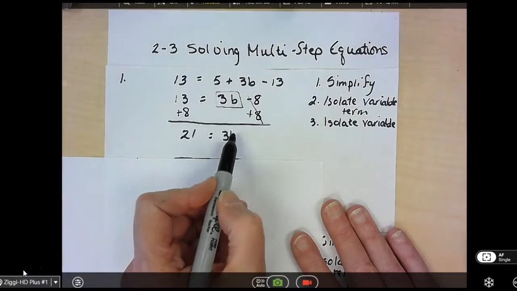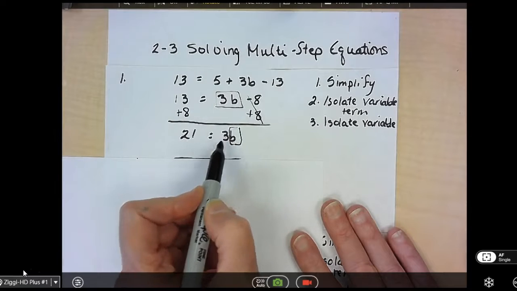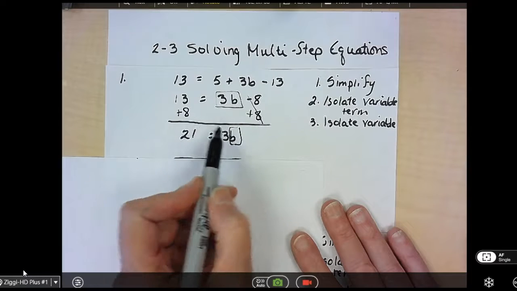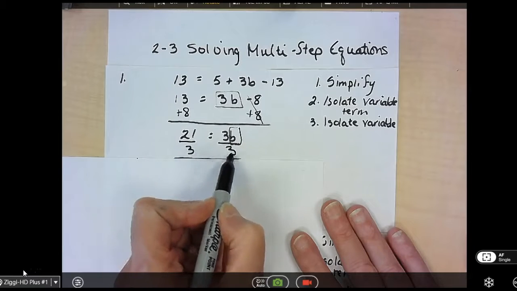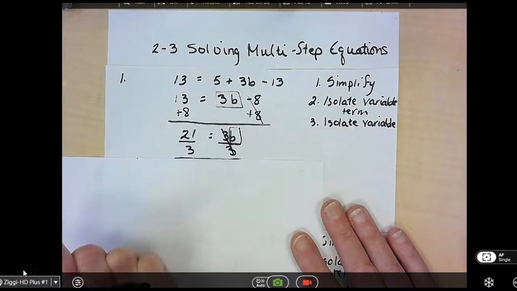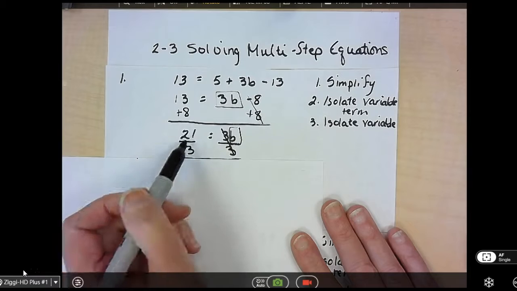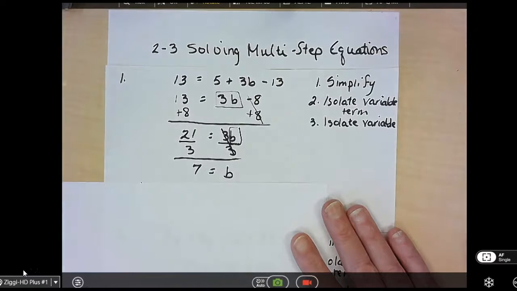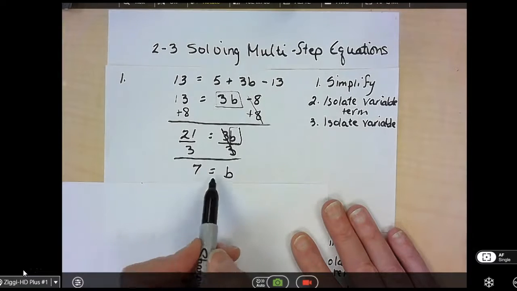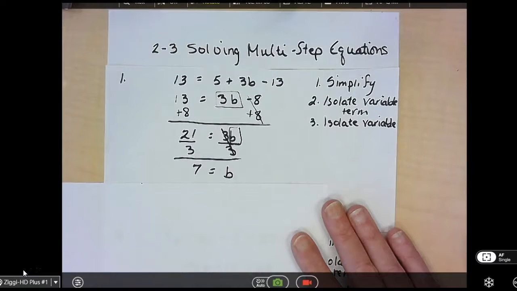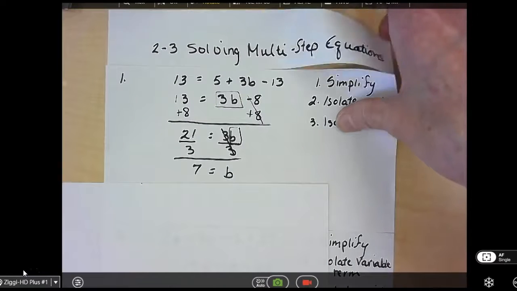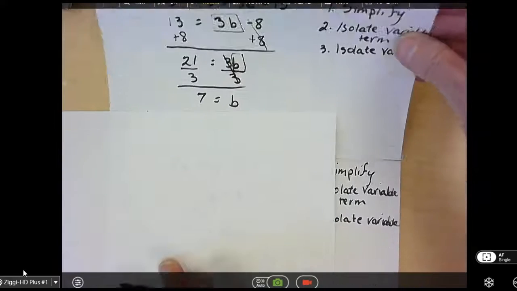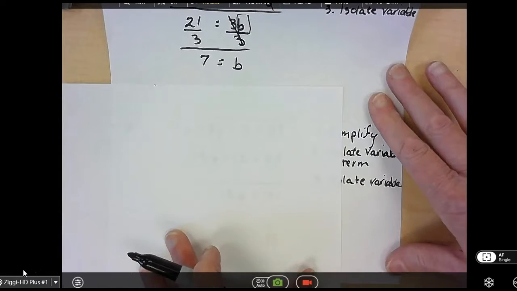So now I isolate the variable. So I have to get rid of the 3. 3 times b. Inverse is division. Divide both sides by 3. 3's cancel. I have 1b. 21 divided by 3 is 7. So now 7 is equal to b, same as b equals 7. And we solved our first multi-step equation.